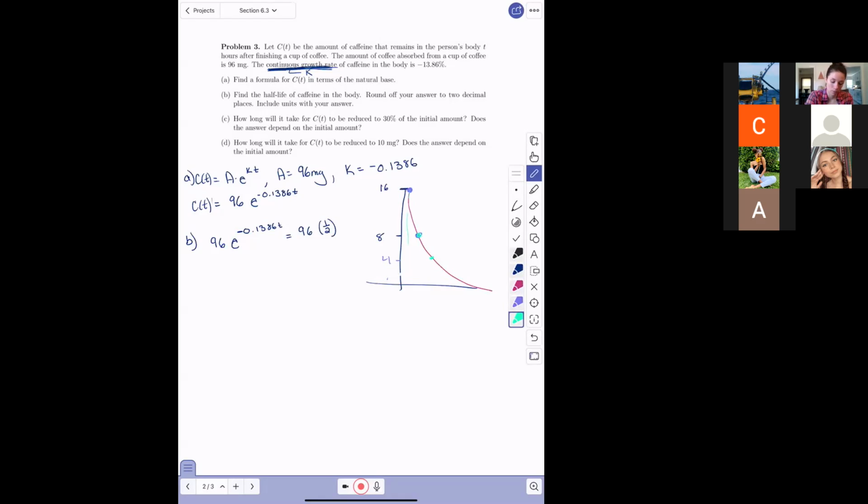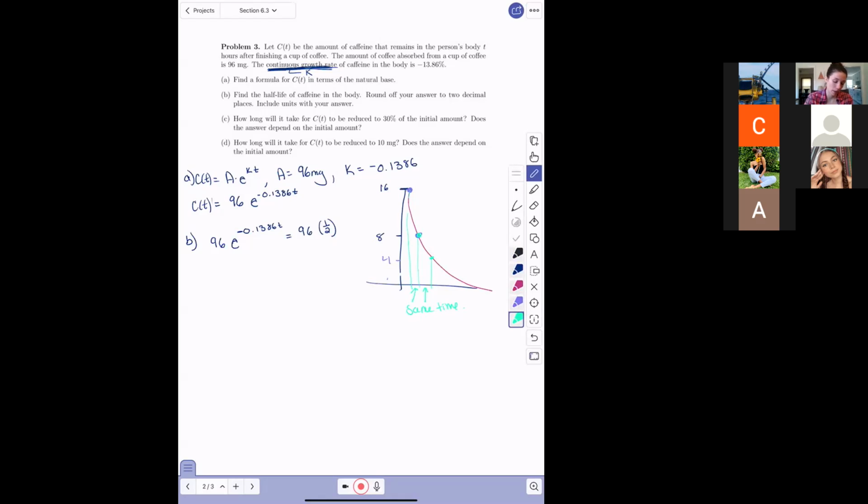So the half-life and the doubling time are always the same. So this chunk here and this chunk here are the same time. But we always use the initial condition because that's what's given to us in the problem. But if you're not given an initial condition, that's important to know.